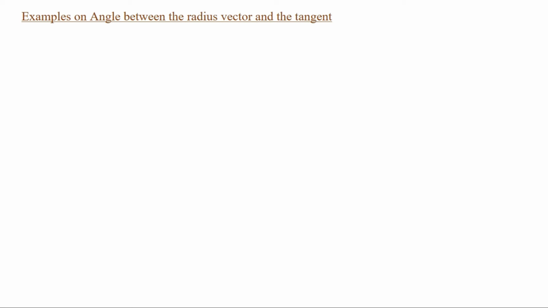Today we'll be dealing with examples on angle between the radius vector and tangent. In the previous video also we have seen some of the examples. This is the second part on the examples of angle between the radius vector and tangent. So let us take the first question.